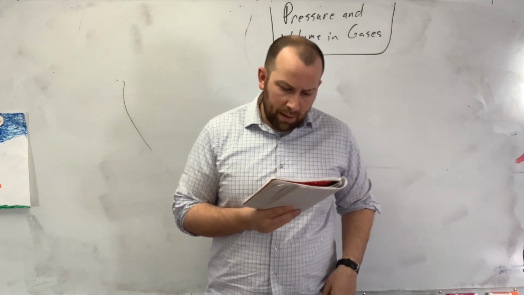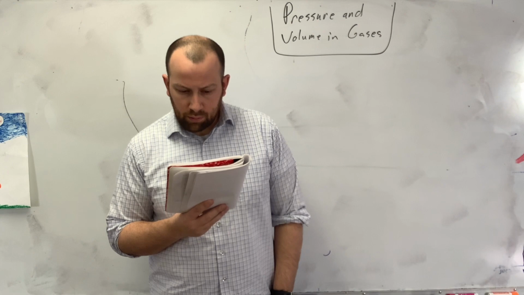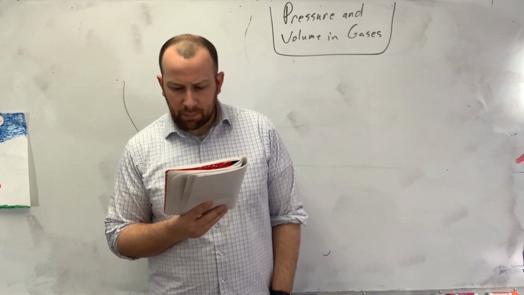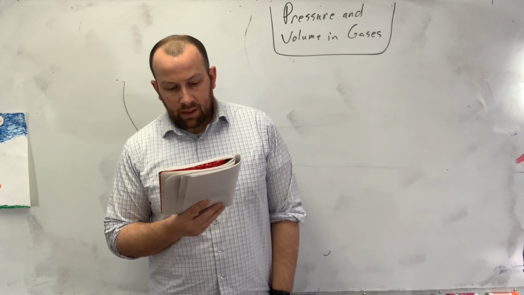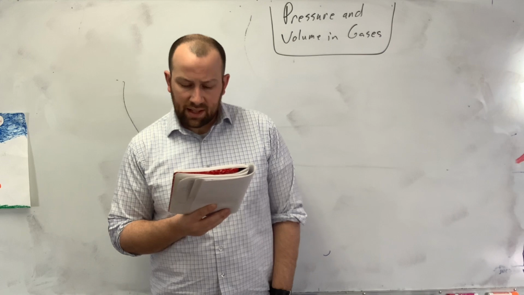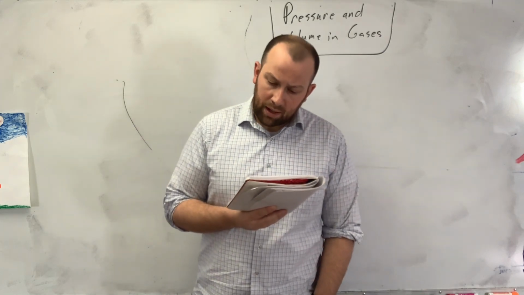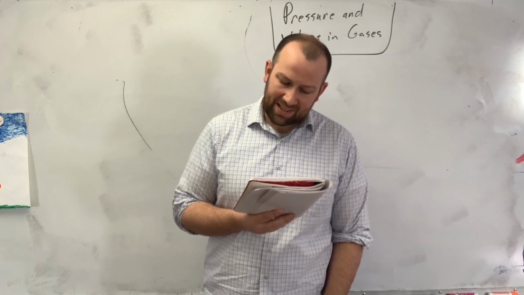A barometer measures atmospheric pressure. Atmospheric pressure is the force exerted by the weight of air in the Earth's atmosphere. It's also measured in atmospheres. 1 atmosphere is 760 millimeters of mercury, which is equal to 14.7 psi.